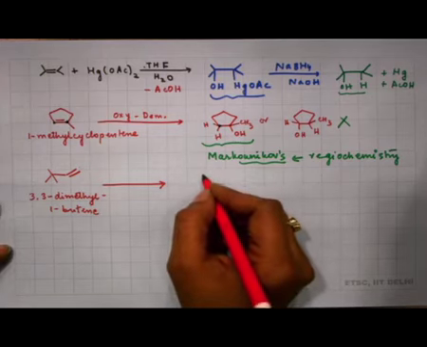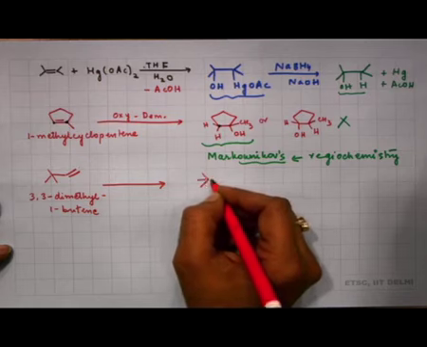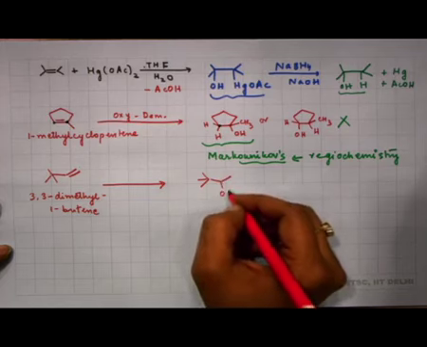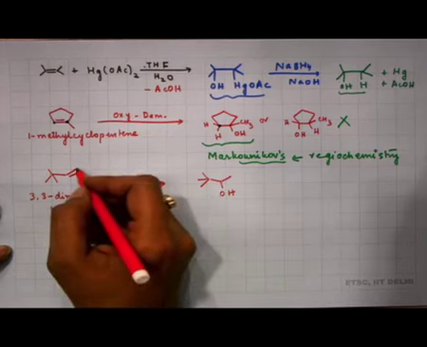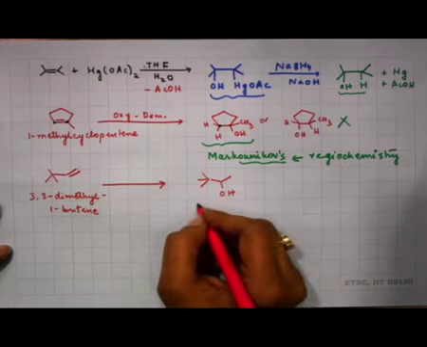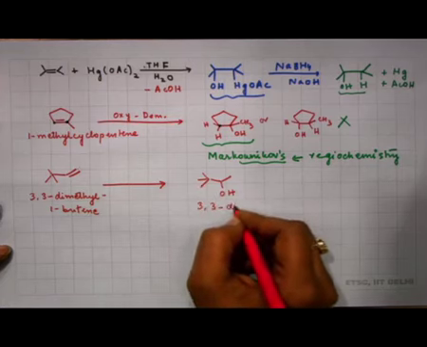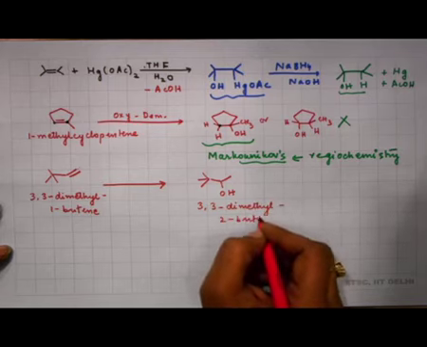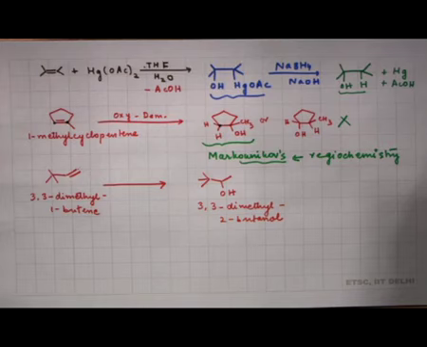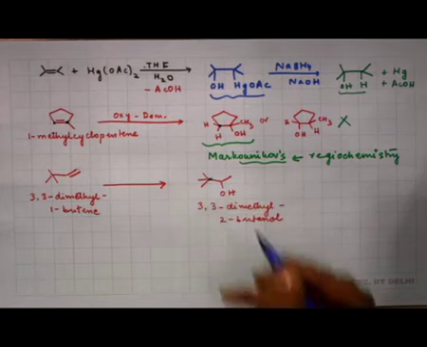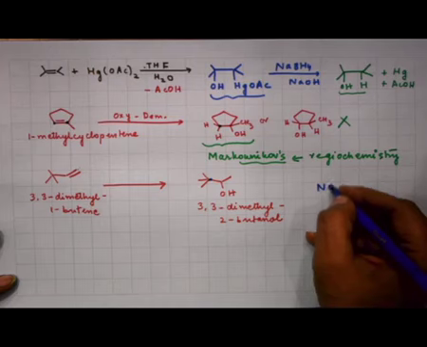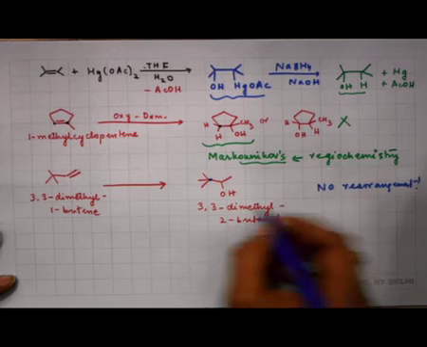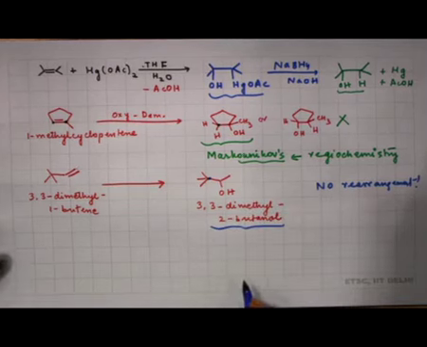oxymercuration and demercuration, what we get in the process is an alcohol which will be this one, where hydrogen goes and adds to the terminal carbon, and you get this product which is a 3,3-dimethyl-2-butanol. So, you can see that there was a possibility of a rearrangement in this case to give you a more stable carbocation at this center, but no, there is no rearranged product, there is no carbocation. So, you get this exclusively as the only product which is obtained.